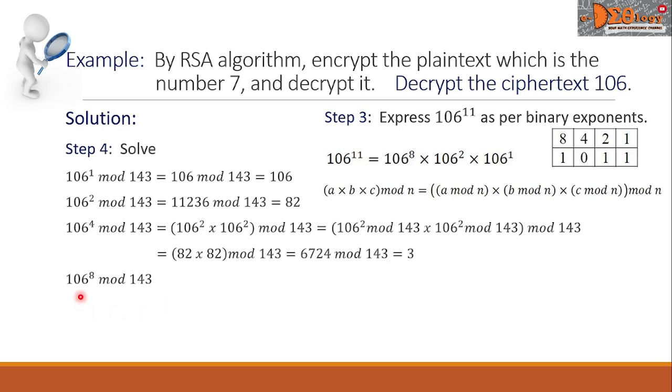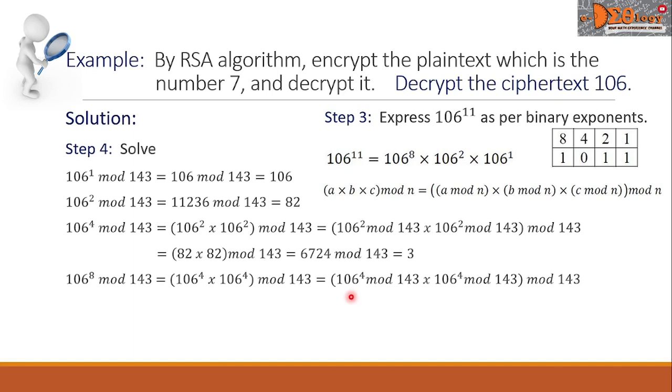Then we go to 106 raised to 8 mod 143. We can express this into 106 raised to 4 times 106 raised to 4, then mod 143. Using our identity, we can write this into 106 raised to 4 mod 143 times 106 raised to 4 mod 143, then mod 143. The value of this 106 raised to 4 mod 143, we can get this from the previous step. That is 3. Substituting, we have now 3 times 3, then mod 143. The product here will be 9, and when we simplify this, the answer is 9.